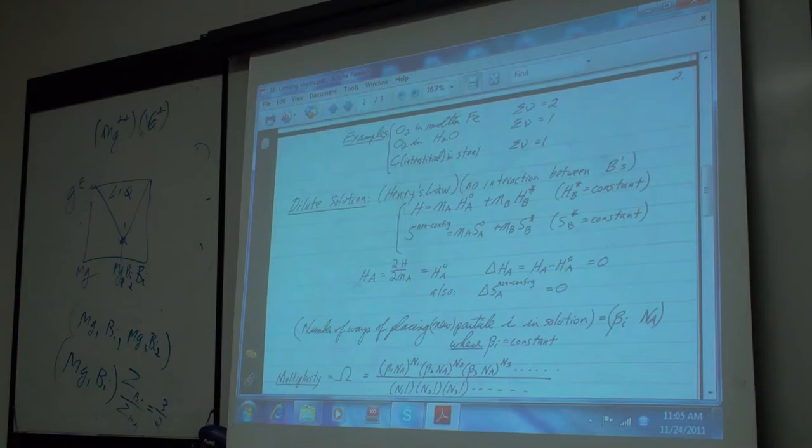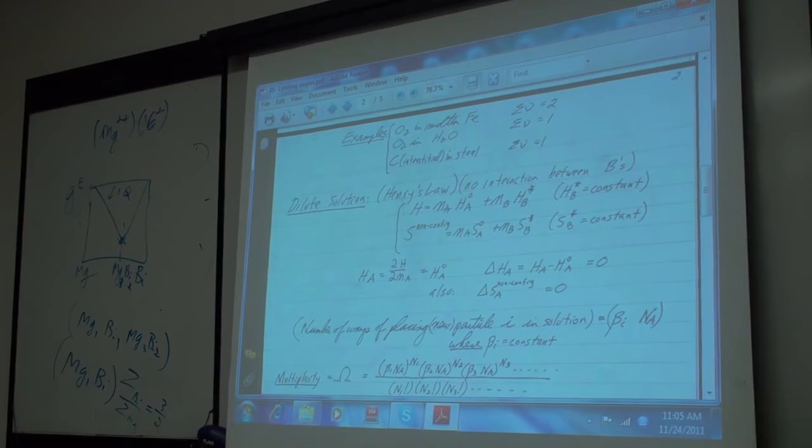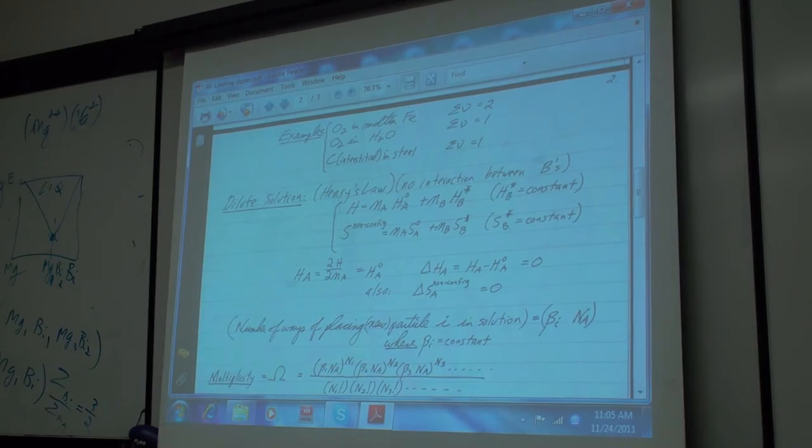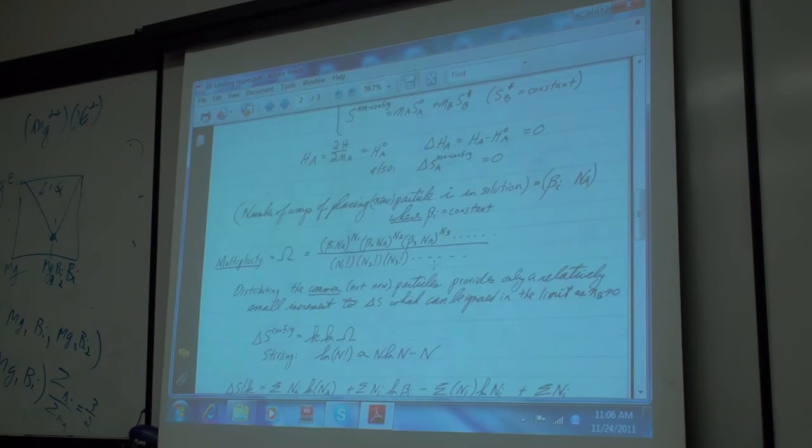So it all depends on Henry's law, in which there's no interaction between the new particles which are added because they're so far away. So the enthalpy of the solution is simply the number of A particles times the enthalpy of the solvent, and the enthalpy of the solute is just the number of particles you add times the energy necessary to form them. It's linear, and they're independent. Every time you add a new particle, you get the same increment of H. That's Henry's law. And the same thing for the non-configurational entropy. I'll let you look at some of these things yourself, but this is the whole thing.